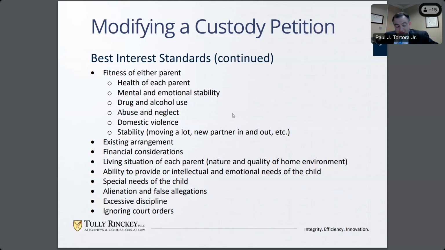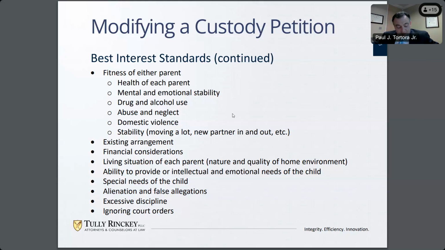Any special needs of the child? What they're going to be looking at there is, does the child have any medication? Are they being given that medication? Are the parents taking them to appointments? Are they cooperating with the doctors? Are they following any treatment plans? Are they both on the same page as far as meeting the needs of the child?